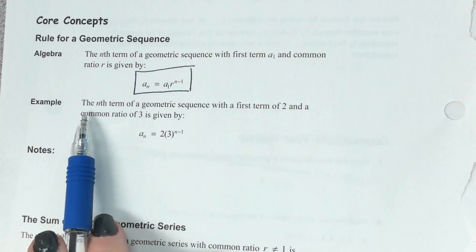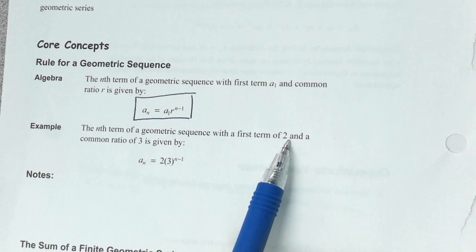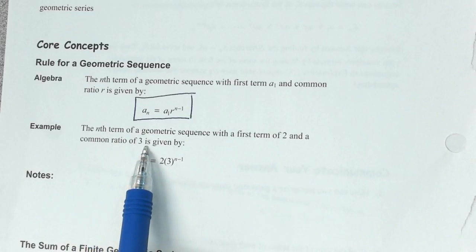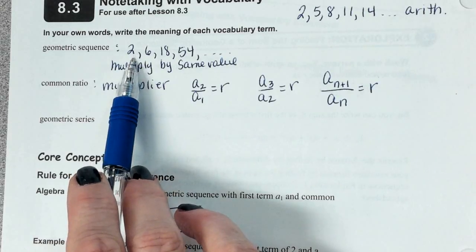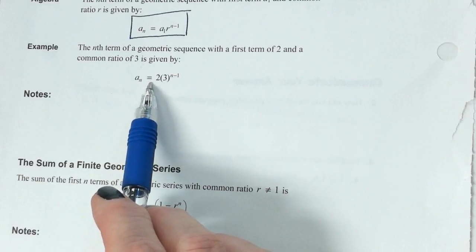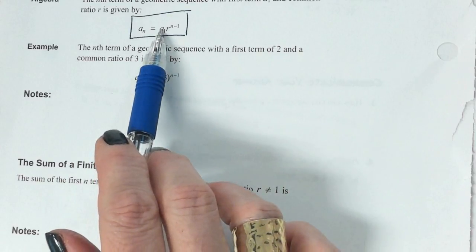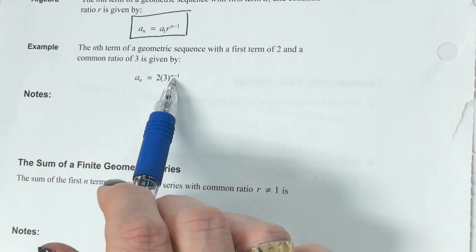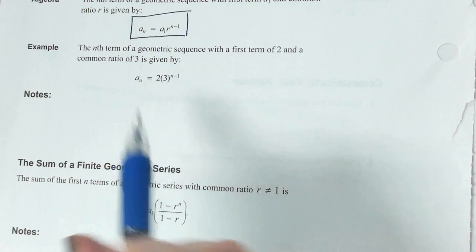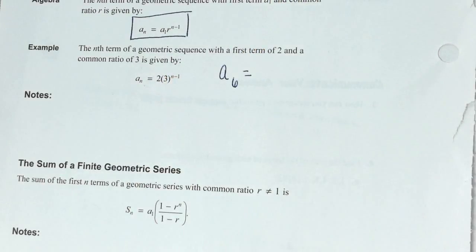So this is telling me that the nth term of a geometric sequence with the first term of 2 and a common ratio of 3. That's what I just did here. First term is 2, the common ratio is 3. We now have a formula that we can do on this. So it's going to be A sub n equals A sub 1, which was 2, and then the R value raised to the n minus 1. So now I could use this and I could find the sixth term if I wanted to.